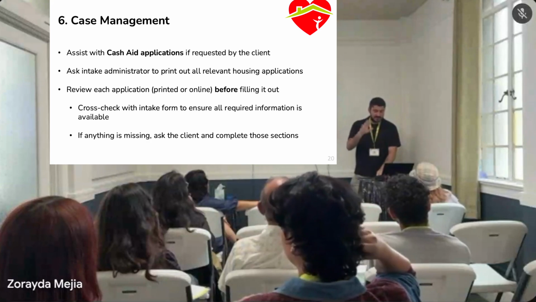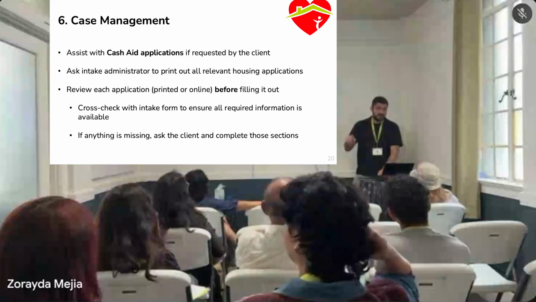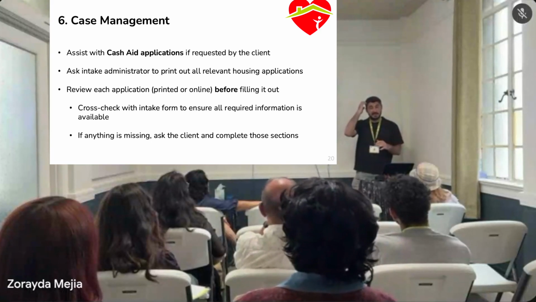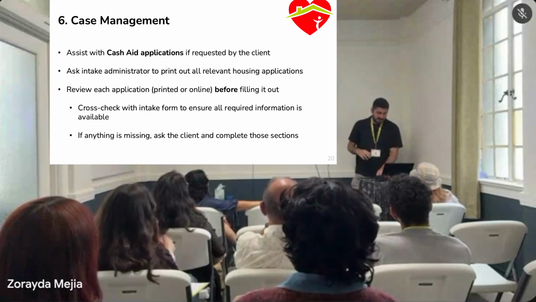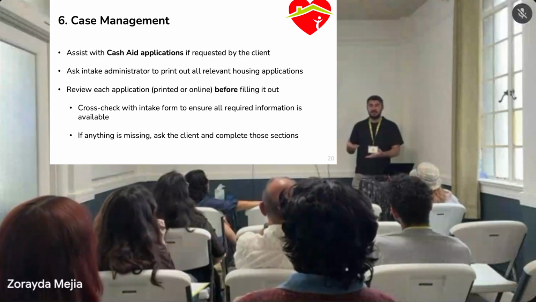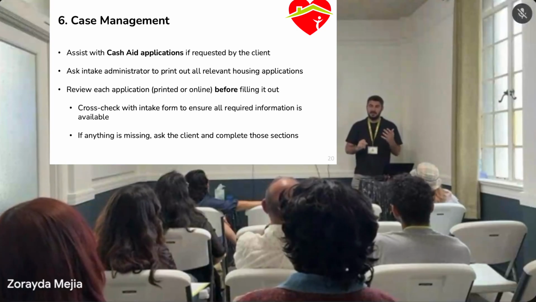Read each application before filling it out. Cross-check with the intake form to ensure all required information is available. So make sure you have all the information that you need in the intake for the application. If anything is missing, ask the client and complete those sections. So again, if you see that there's no residential history in the intake, you do the residential history with them in the application.